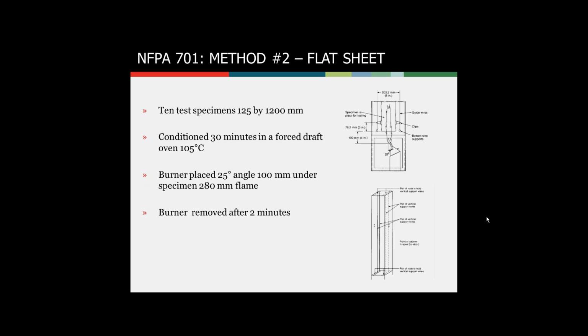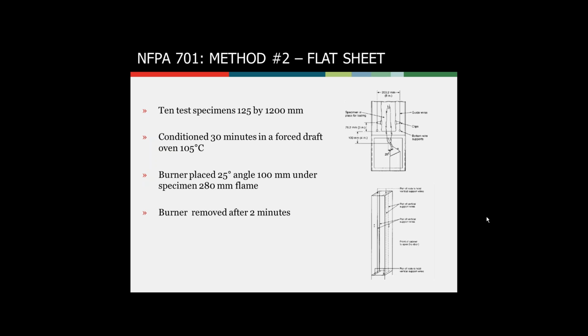The flame is then applied to the specimen for 2 minutes and then withdrawn. Flaming fragments that fall are recorded at 0.5 second increments. Flaming once the burner is withdrawn is recorded also at 0.5 second increments.